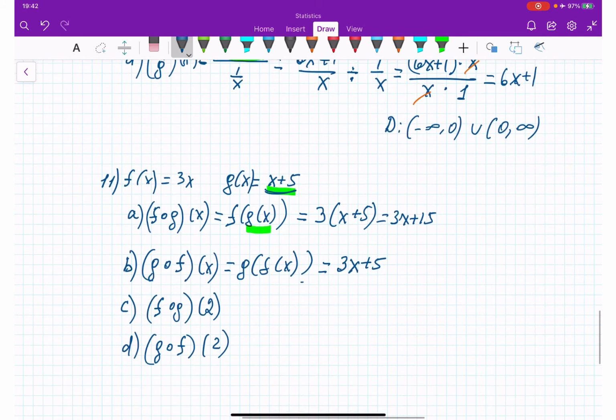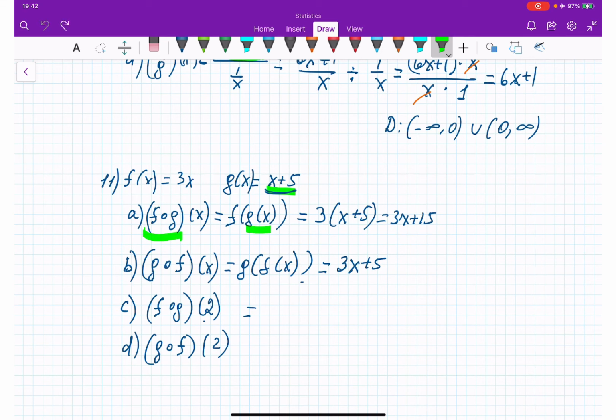All right, now I need to find the composition of f with function g for the value of 2. Where is my f composition with g? Here it is, which is this much.